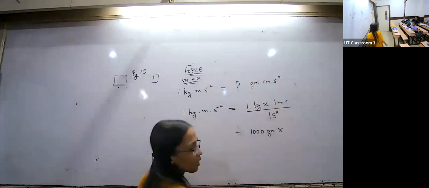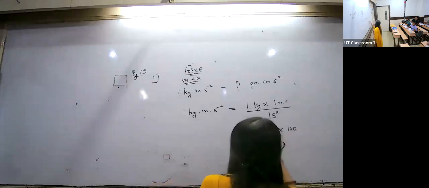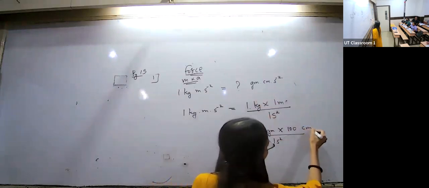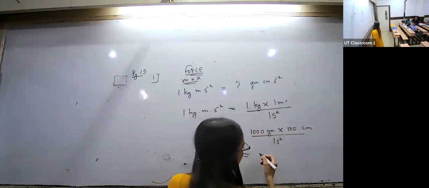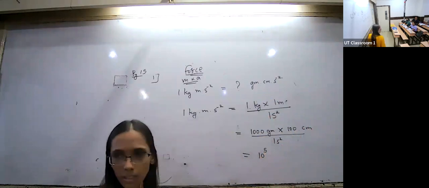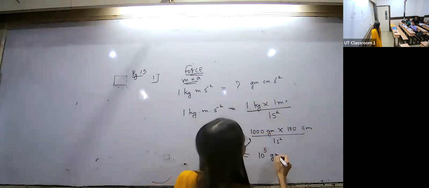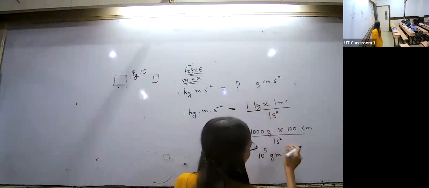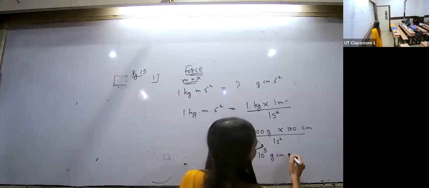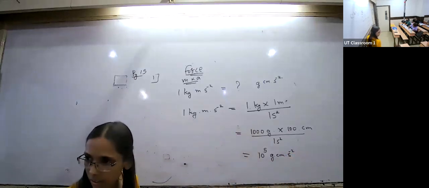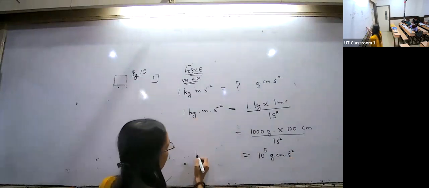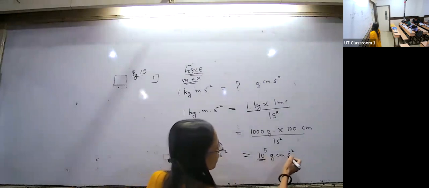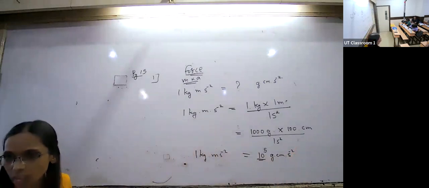1 meter means how many centimeter? 100. What about second square? Is it changing? Centimeter. Okay. 1 2 3 4 5. How many zeros? 10 to the power 5. So gram centimeter per second square. Agreed? So what you see is 1 kg meter per second square is equal to 10 to the power 5 gram centimeter per second square.